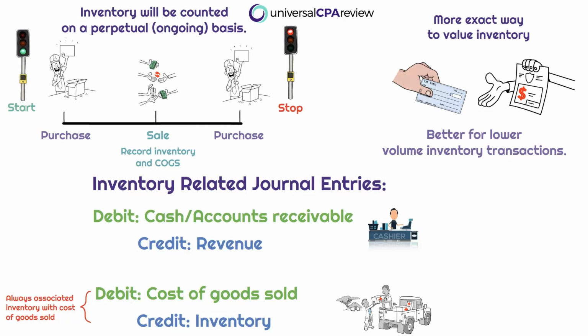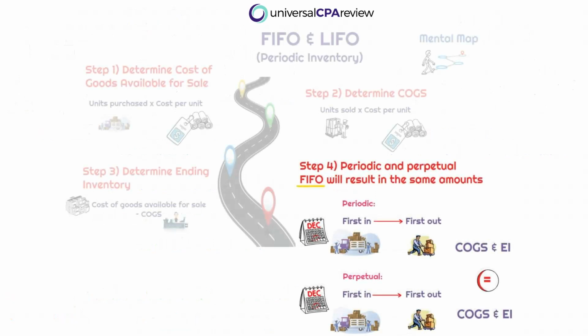Okay, so this has been known to be a little bit more of a challenging way to value ending inventory and cost of goods sold. Okay, so we're going to go through a couple of examples related to the perpetual method for valuing ending inventory and cost of goods sold. All right, but what I want you to keep in mind is that in the event that you see a perpetual inventory type question, and we're talking about perpetual FIFO, what you should remember is that ending inventory and cost of goods sold will always result in the same amount had we used the periodic method.